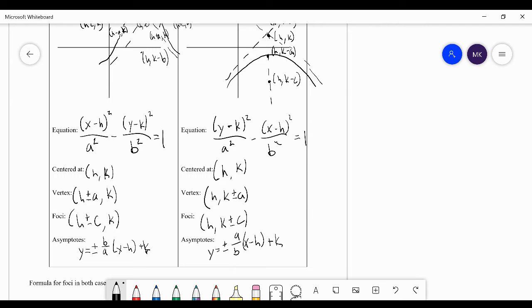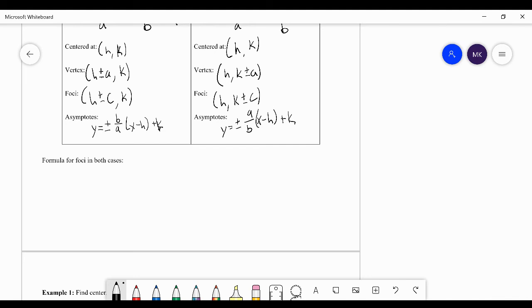So when we're creating our asymptotes, it is simply the value under the y term is the numerator. So if it's a horizontal transverse axis, the b is over the a. If it's a vertical transverse axis, it's the a over the b. And again, our foci, our c value is exactly the same. c squared equals a squared plus b squared. So nothing too crazy.